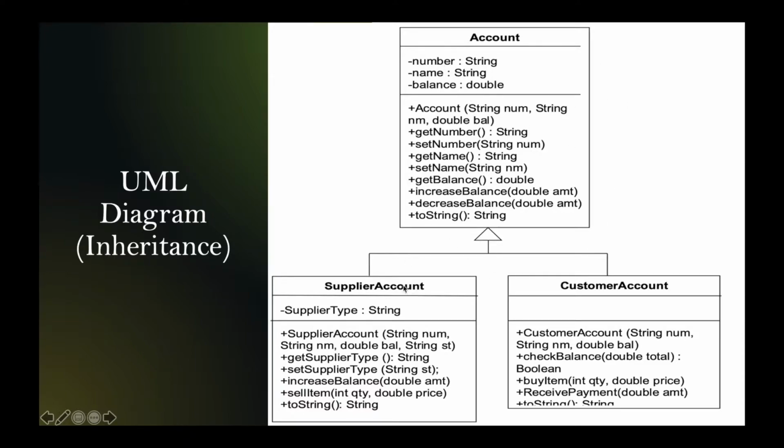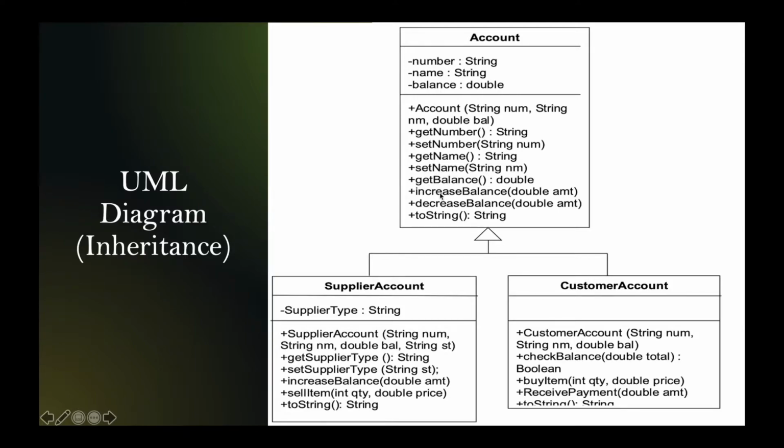This supplier account will have the number, name, and balance, but it will have the supplier type as well. These are all the methods that belong to this account class. When you want to create an account, you pass in the number, name, and also the balance. You can get the number, set number, get name, set name. You can get the balance.